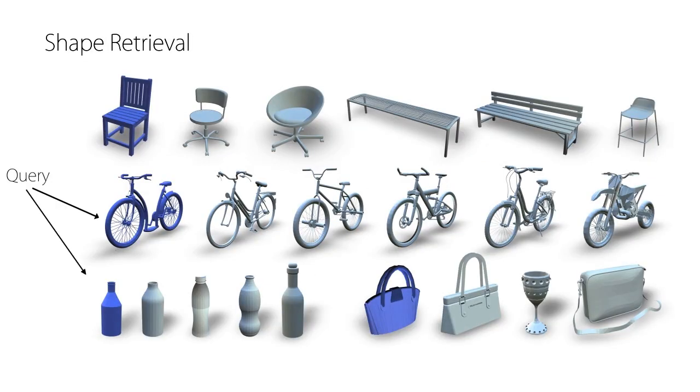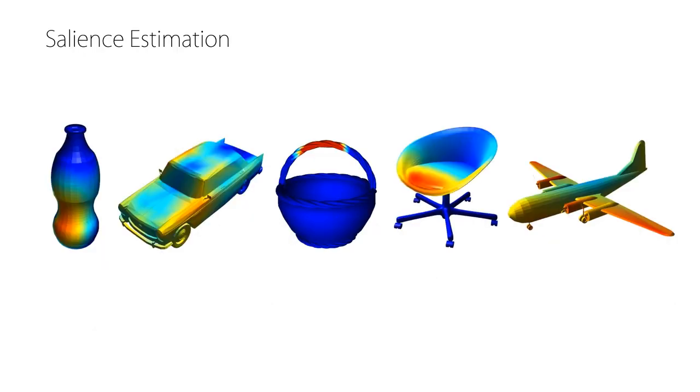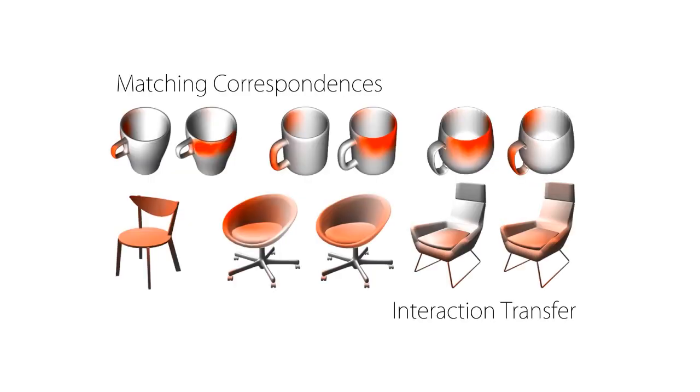Embedding a shape in its interaction space enables a more thorough understanding of its functionality, a key requirement in many application areas. Employed for shape retrieval, our descriptor allows us to retrieve objects that share the same functionality, even if their geometry differs. We demonstrate the effectiveness of our interaction descriptor by employing it for salience estimation and shape correspondence tasks, which both greatly benefit from knowing about the functionality of the shape.